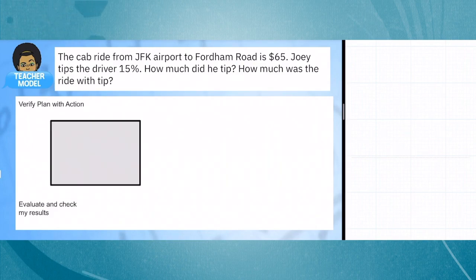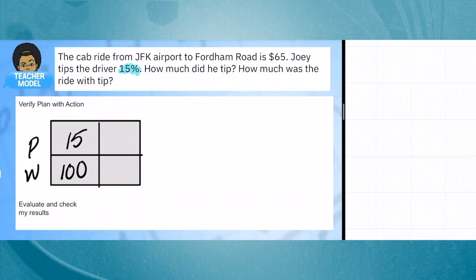All right, I'm drawing my table using math. And as always, we have our 15%. That's what's being tipped. So that's our first given ratio, 15 out of 100 on our part to whole ratio. And we want to know, well, he paid $65. So that's not the 15% tip. That's what the entire bill was before the tip. And we're going to add 15% on top of that. So that's our number.